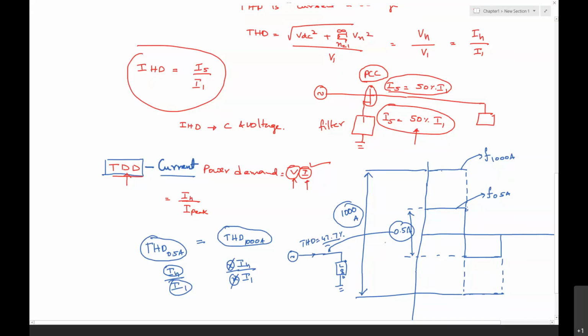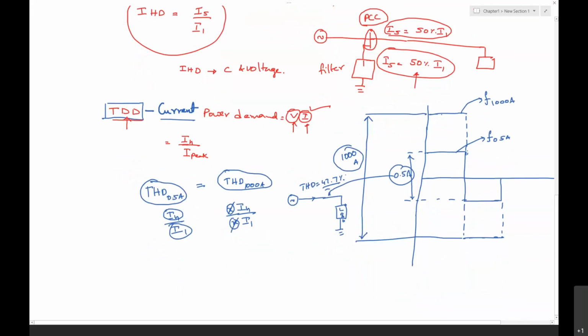For that reason, in order to distinguish the importance of the harmonic current, we need to evaluate it with respect to the peak current. For 1000 amperes, it's obvious we have to look into the harmonic distortion, how much the distortion level is. For a 0.5 ampere signal, when you have a distortion, when you have harmonics, it should not be considered.